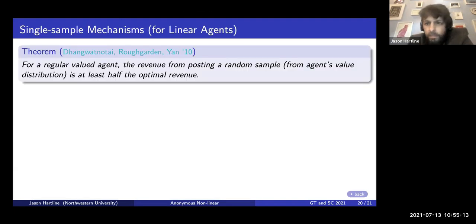Okay, the next staple analysis from the literature is the analysis of the single sample mechanism for linear agents. And one way to state the theorem is the following. If I have a regular valued agent, and regular just means that their revenue curve, this P of Q hat, is concave, then the revenue from posting a random sample from the distribution, the price equal to a random value from the distribution, is at least half the optimal revenue. That's what the theorem says.